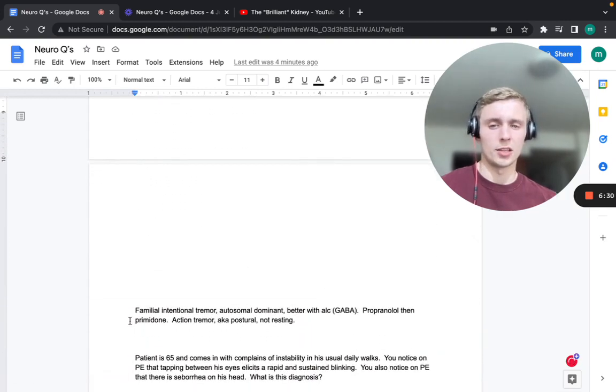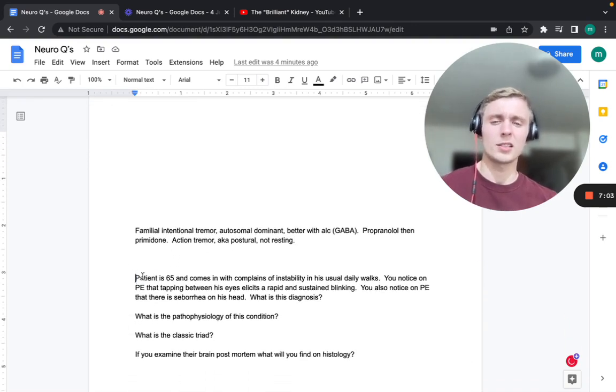So familial intentional tremor, when you intend to do something or start to move. Autosomal dominant, better with alcohol because it increases GABA, inhibitory neurotransmitter. And propranolol can be used. Propranolol is first line, and then primidone is second line. So you have to remember both sometimes, so propranolol and then primidone. Again, an action tremor, postural, not resting. Alcohol will typically make it better.